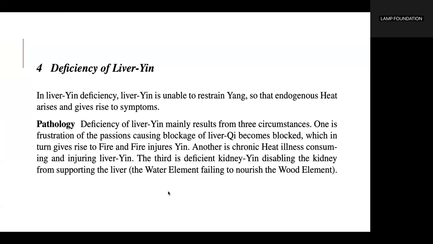Deficiency of liver yin. The liver yin is unable to restrain yang, so that endogenous heat arises and gives rise to symptoms. Liver yin deficiency mainly results from three circumstances. One is frustration of the passions, causing blockage of liver qi, which in turn gives rise to fire, and fire injures yin. Another is chronic heat illness consuming and injuring liver yin. The third is deficient kidney yin, disabling the kidney from supporting the liver. The water element failing to nourish the wood element.